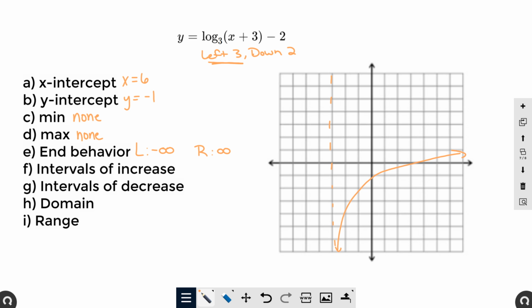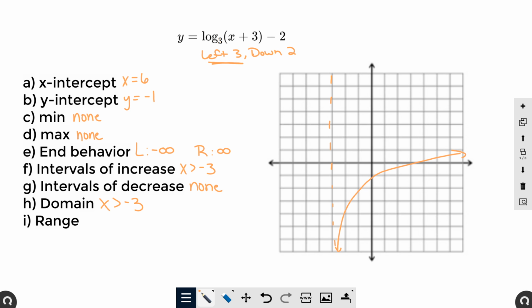Now, this graph also increases like our last graph. But for what x values does it increase? The last one was x greater than 0. This one's going to be x greater than -3 because it moved left 3. And our decrease is going to be none because this graph goes up and over. So decrease would be none. Domain, very similar to intervals of increase. Where does the graph exist? Well, from any numbers that are greater than -3.